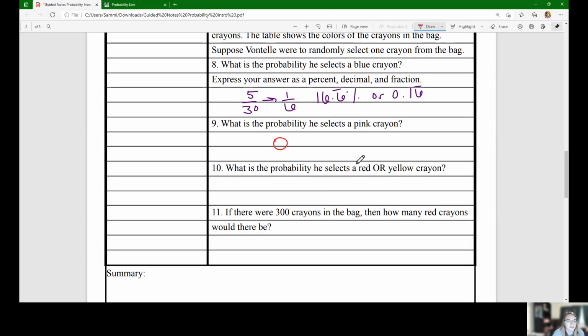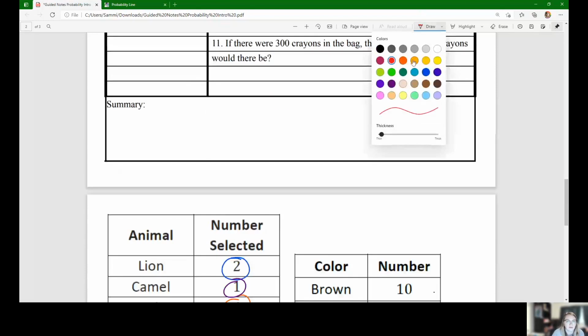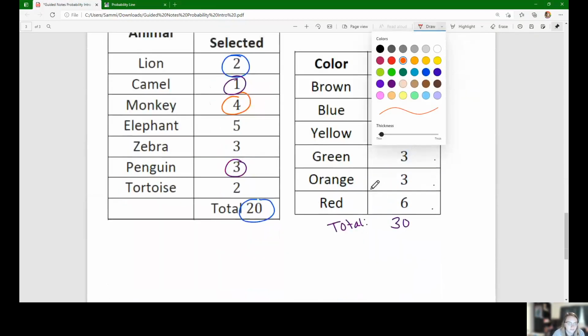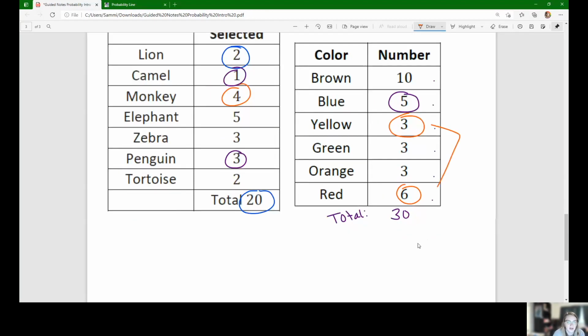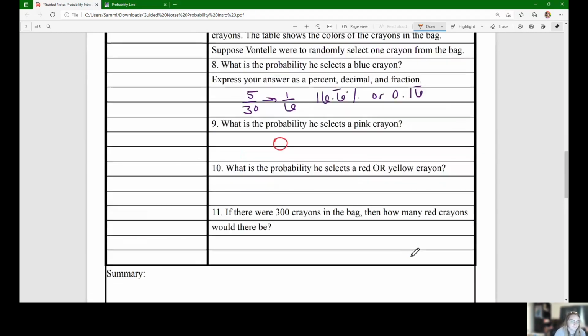What is the probability he selects red or yellow? So a red or a yellow. There's 3 yellow and 6 reds. So 3 and 6 together, so there's 9 that he could pick from. 9 out of 30. So 9 out of 30, and you can use that button on your calculator. It has the double arrows to change this between a fraction and a decimal, and then use the decimal to make a percent. I'll let you do that one on your own.